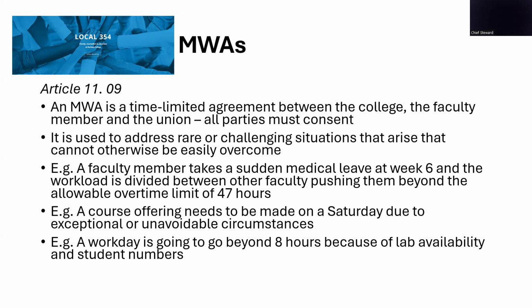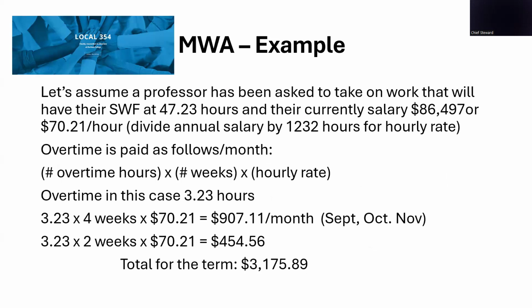So here's just a few examples of things that might happen. A faculty member takes a sudden medical leave at week 6. The workload is divided between other faculty, and it pushes them beyond that allowable overtime limit of 47 hours. Or a course offering needs to be made on a Saturday. A workday is going to go beyond 8 hours because of the availability of very specialized lab equipment and the number of students.